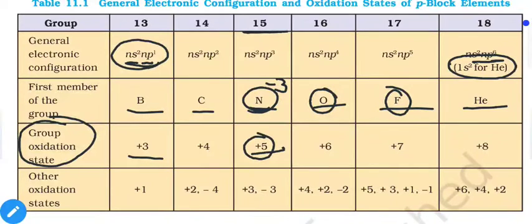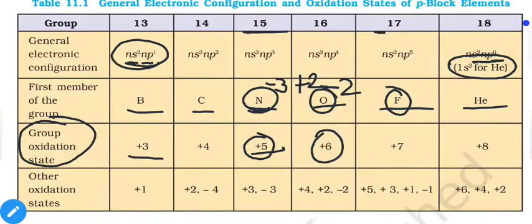If we talk about oxygen, as we can see, the group oxidation state is mentioned as plus 6, but it doesn't mean oxygen can show the plus 6 oxidation state, because the common oxidation state of oxygen is minus 2. And in the positive state, oxygen shows a maximum of plus 2 oxidation state with fluorine.